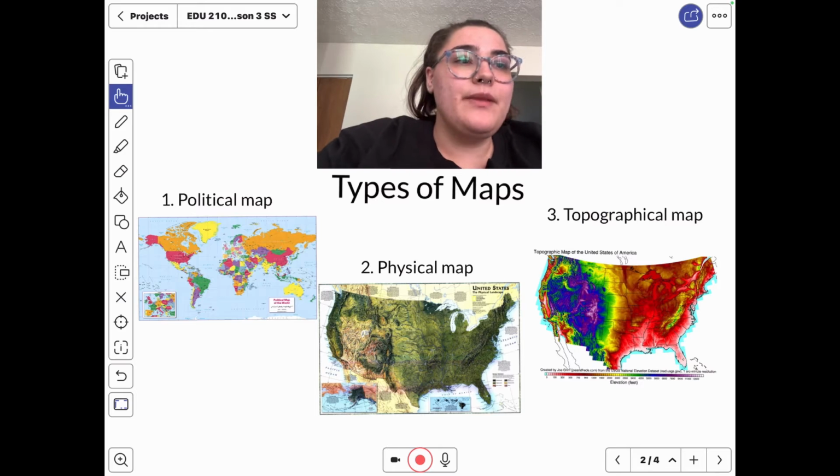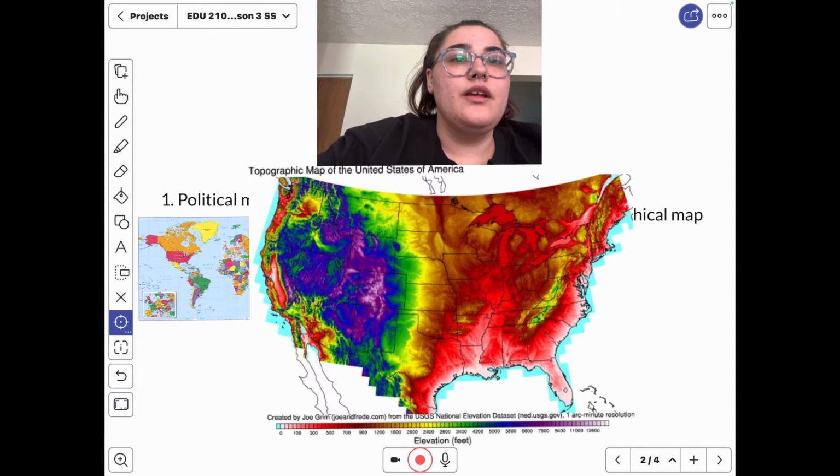Our next map is a topographical map, and topographical maps show the different elevations of places and areas. The title of this map is Topographical Map of the United States of America, and on this map we have a key which is down here on the bottom. And our key shows us the different colors that represent the different elevations.